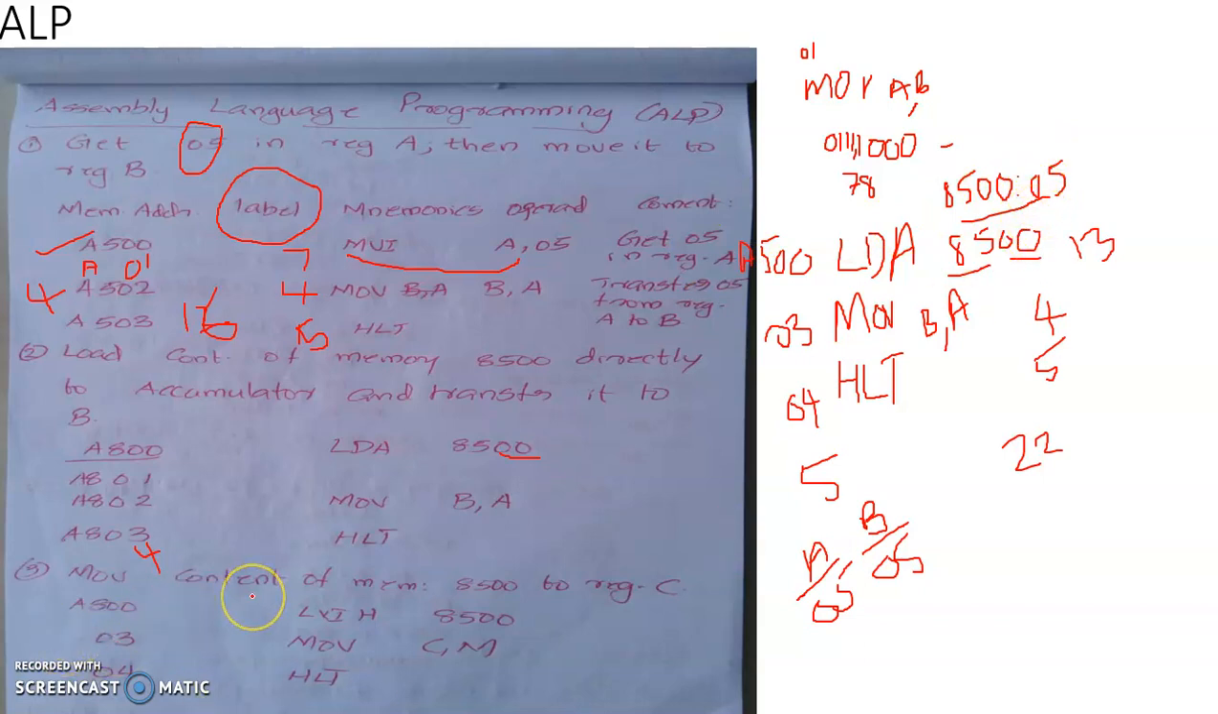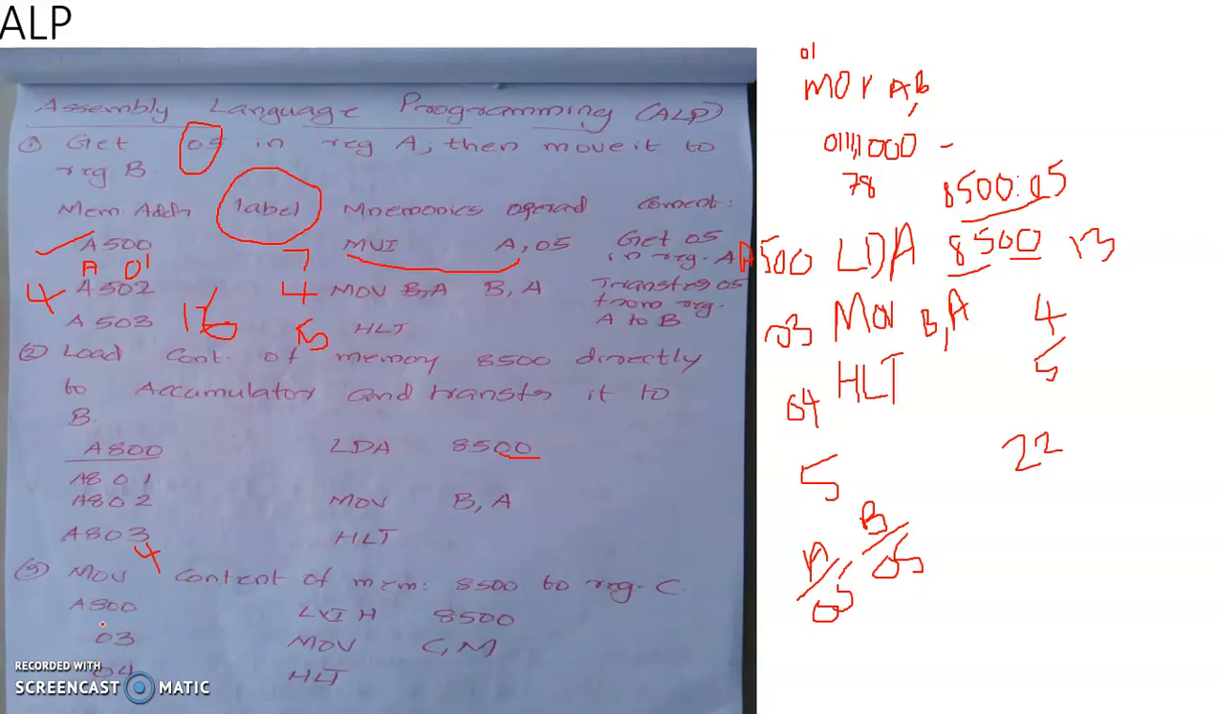We have to move this content from 8500 to register C. That can be done by using the former program as well. You can take this number directly to the accumulator, then using the instruction MOV C, A, the number could be copied to the C register. But I am going to write it in a different manner.